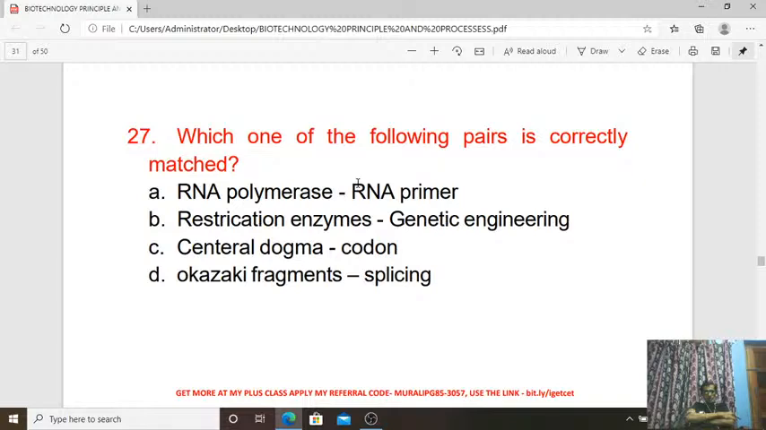Auxiliary fragments are the fragments of DNA formed in the lagging strand when DNA replication is happening. Later these fragments are joined by using DNA ligase. Splicing is the process where mature mRNA is synthesized in eukaryotic transcription. It has both introns and exons, where introns are not functional. So introns are removed and exons are united. For that splicing phenomenon, spliceosomes will be there. They are incorrectly matched. So correctly matched is B. Answer is B for 27.